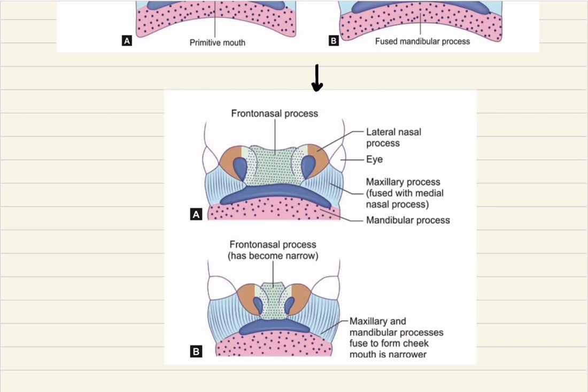So the formation of the upper lip again: the maxillary processes grow medially and fuse with both the nasal processes, which also fuse with each other, and with time they also become narrower. That is, both the processes grow towards each other, making the frontonasal process narrower, and the developing mouth also becomes narrower.